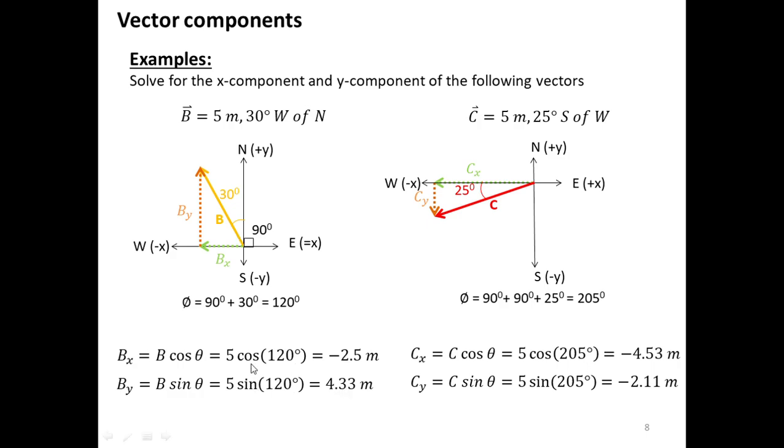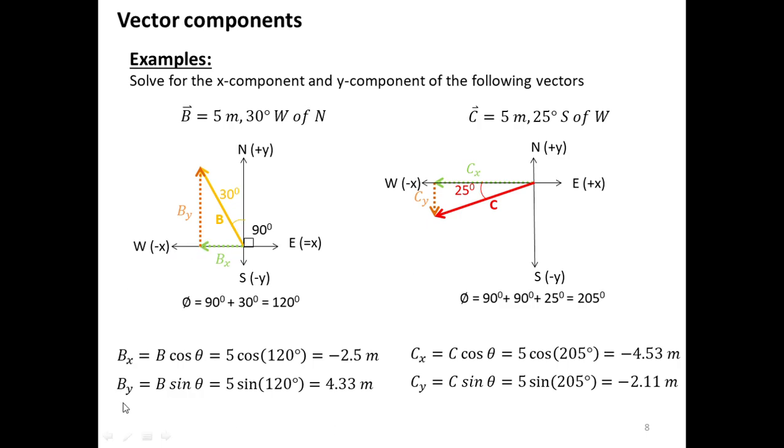So again, 5 meters, this is the magnitude of our vector, times the cosine of our reference angle, which is 120 degrees, and that should give you negative 2.5 meters, which is true because we have a negative value since, as you can see, the x component here is pointing towards the negative x-axis, right?